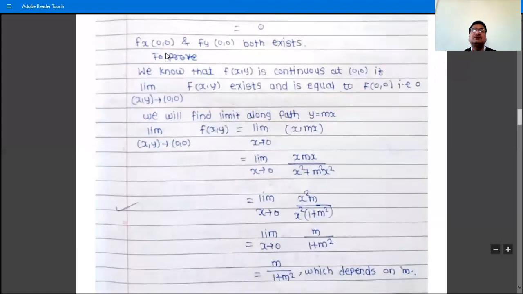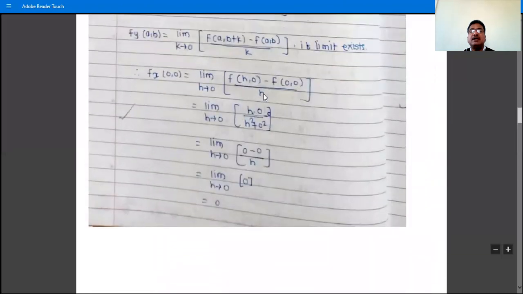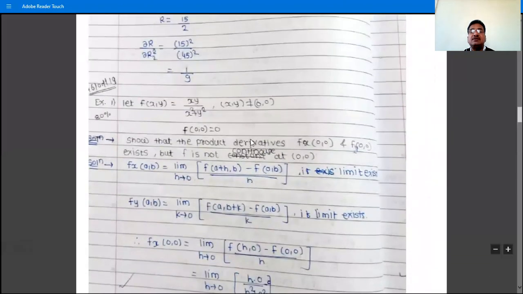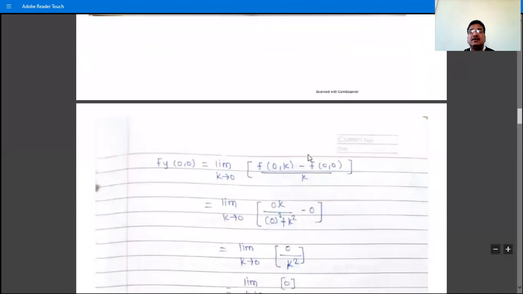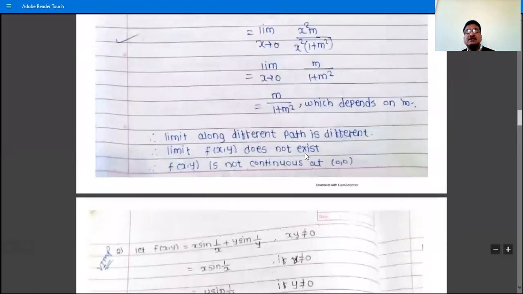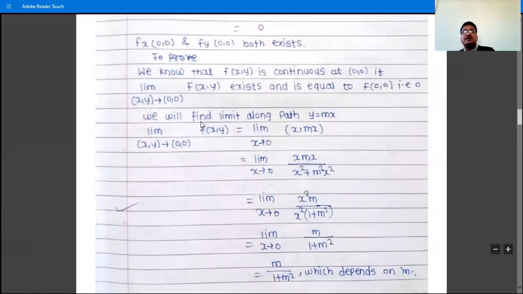So both f_x(0, 0) and f_y(0, 0) exist, but we have to show this function f(x, y) is not continuous at (0, 0). When the function is not continuous at (0, 0), the limit does not exist. We know that f(x, y) is continuous at (0, 0) if the limit as (x, y) tends to (0, 0) of f(x, y) exists and is equal to f(0, 0), that is 0. If this limit exists and is equal to f(0, 0), then the function is continuous. But if this limit does not exist, then the function is not continuous at (0, 0).